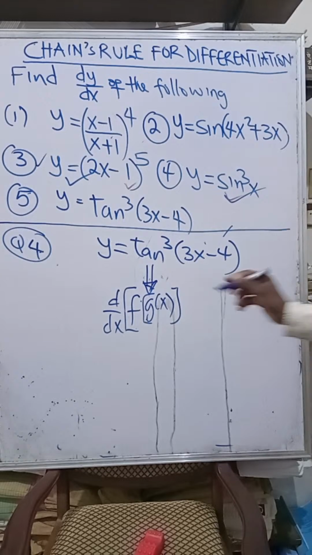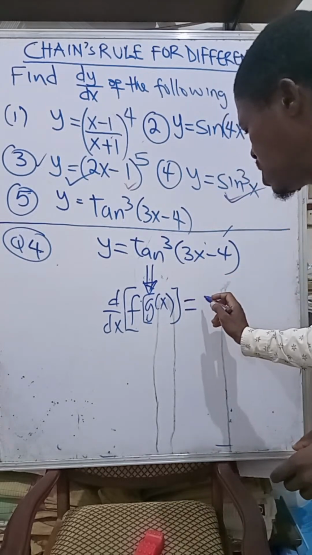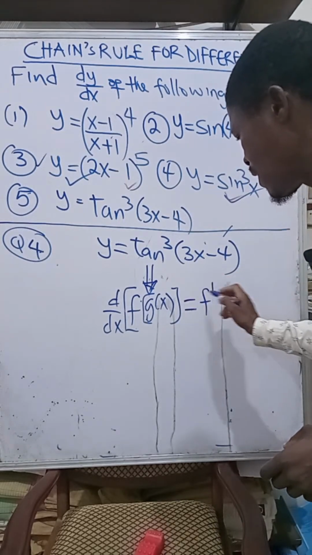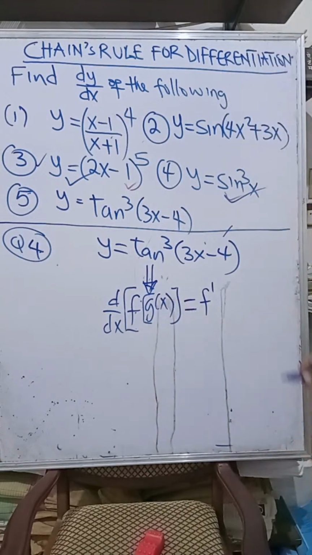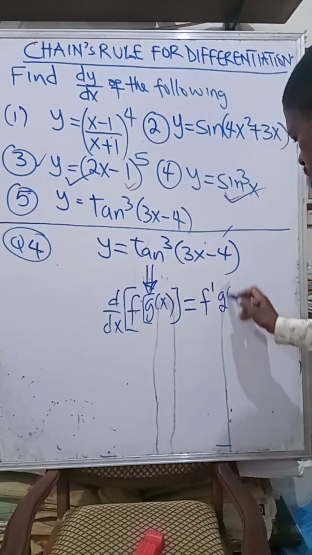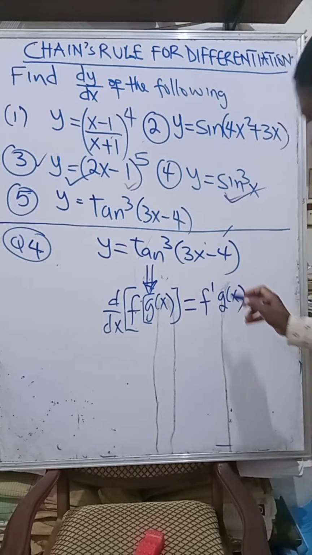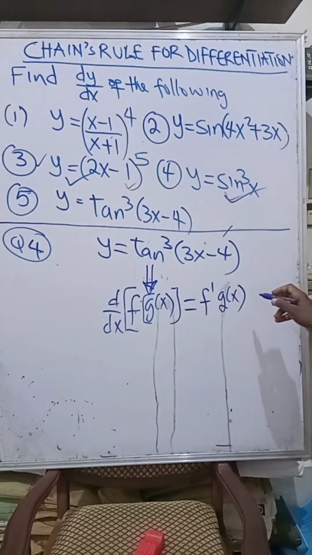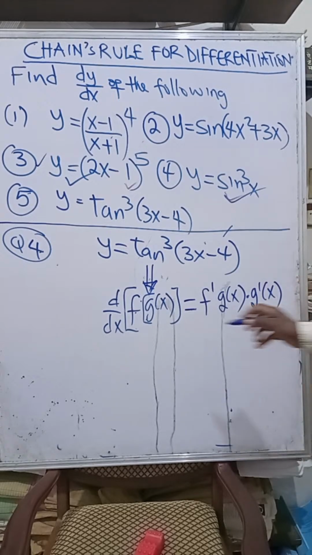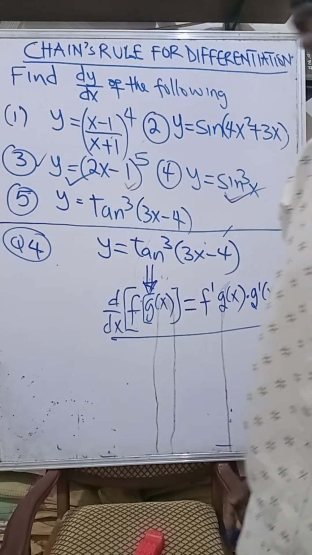If you want to differentiate something of this nature, you differentiate the external function while you keep the g of x constant, then times the derivative of that inner function. That's how to do that. We're going to apply that shortly.